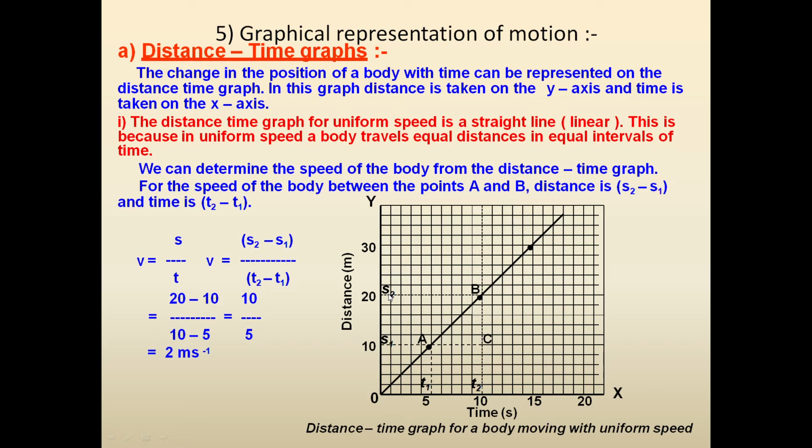Now what is this S2 minus S1? S2 is 20, S1 is 10. So S2 minus S1 will be 20 minus 10, which is 10 meters. And what is T2 minus T1? T2 is 10, T1 is 5. So their difference will be 5 seconds. So what do we have? Speed is equal to 10 upon 5, which is 2 meters per second. So this is how we can calculate speed for a body moving with uniform speed.